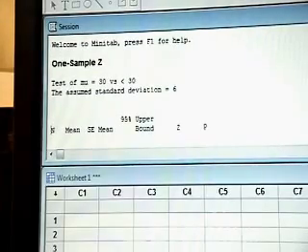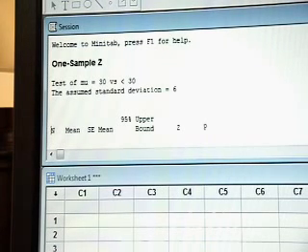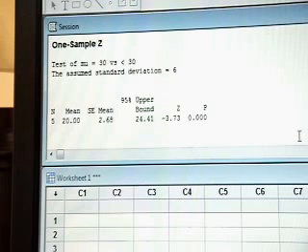So in conclusion, for doing this one-sample Z test, we tested that the null hypothesis was 30 minutes to find parking, and the assumed population standard deviation was 6. We found out that the z-score was considerably lower on the left side of the distribution at negative 3.73, and the p-value was 0.00.